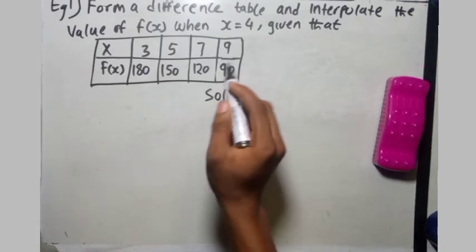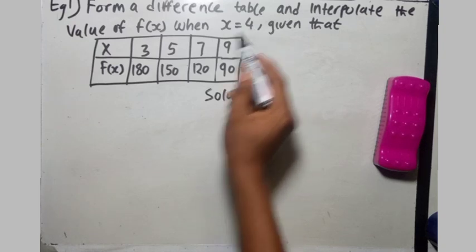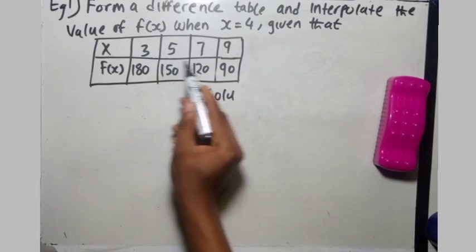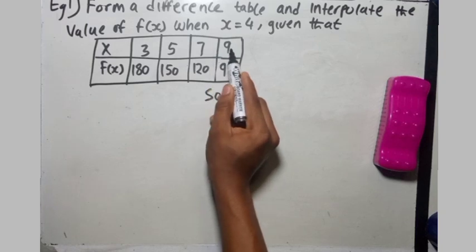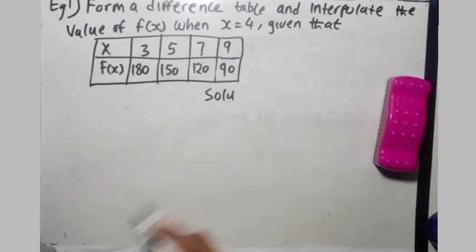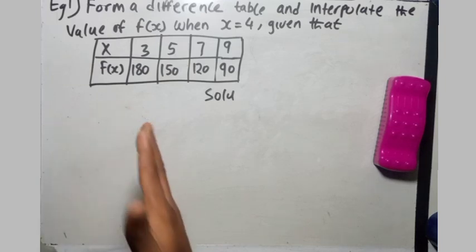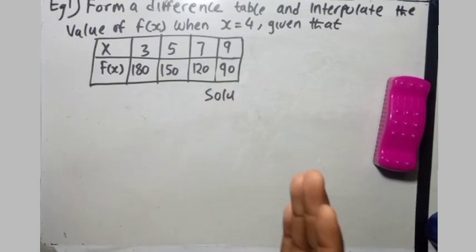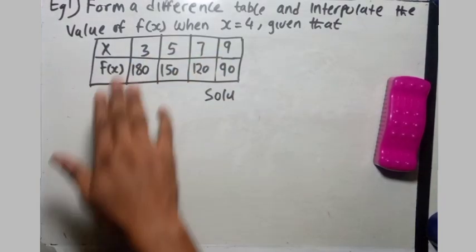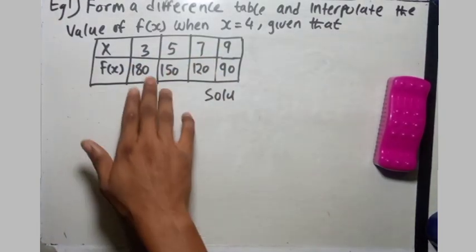Remember, we are using Newton's forward method because our 4 lies in between 3 and 5. If it was in between 7 and 9, we'd be using Newton's backward method. And another thing we didn't actually consider, if we're going to be using either Newton or Lagrangian, is our interval. We didn't talk about it.